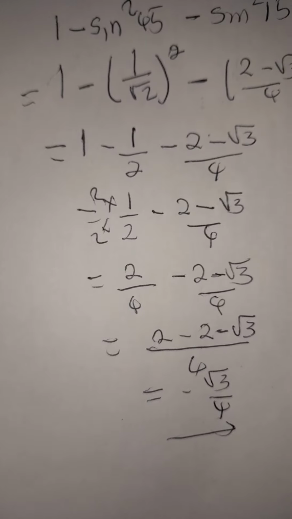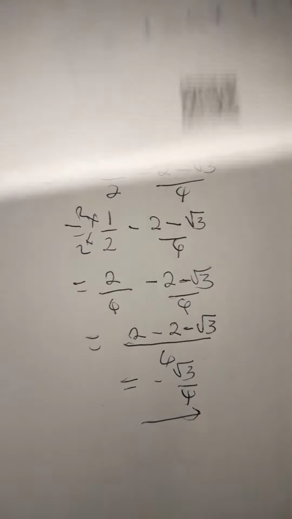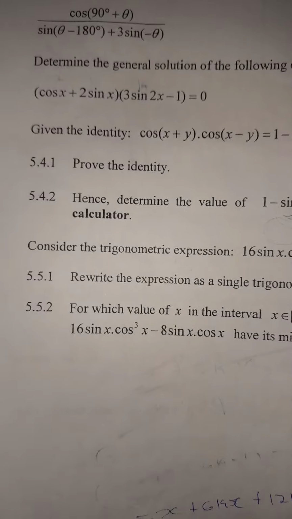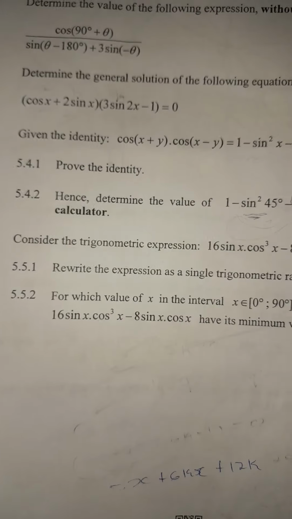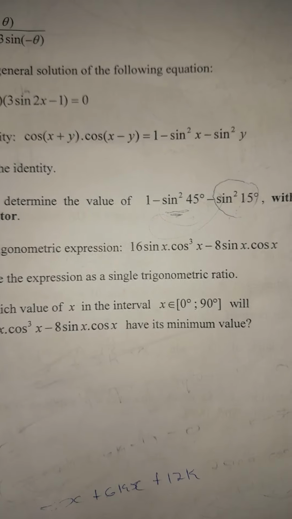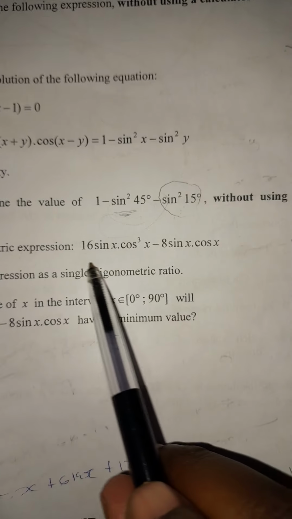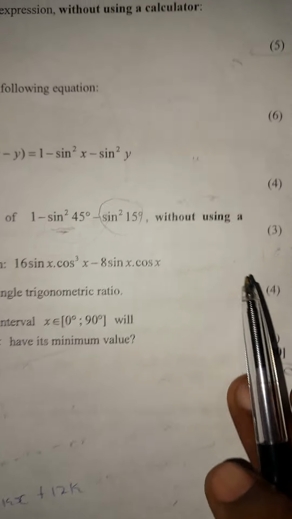SAGE. So we are going to our last question, which is 5.5. We'll start with 5.1. We have to rewrite this in a single trigonometric ratio. Wow, it looks complex. Okay, let's work it out. Okay, as I've stated, we're at 5.5.